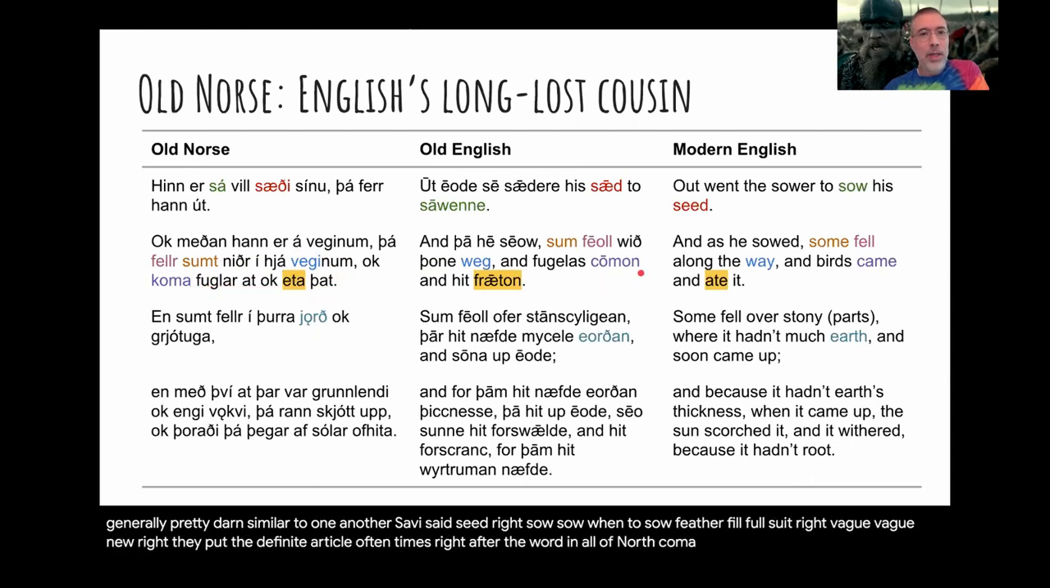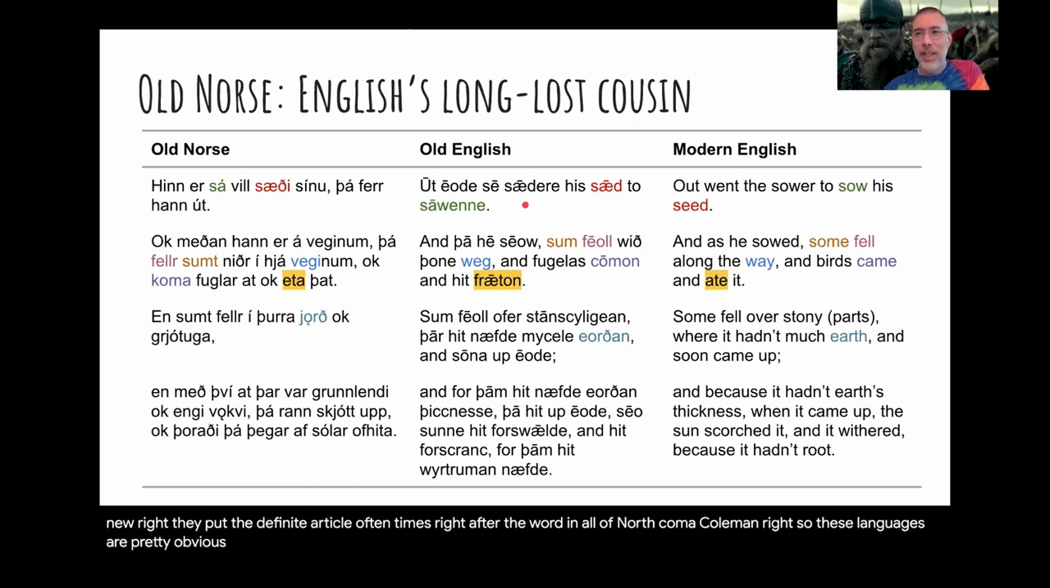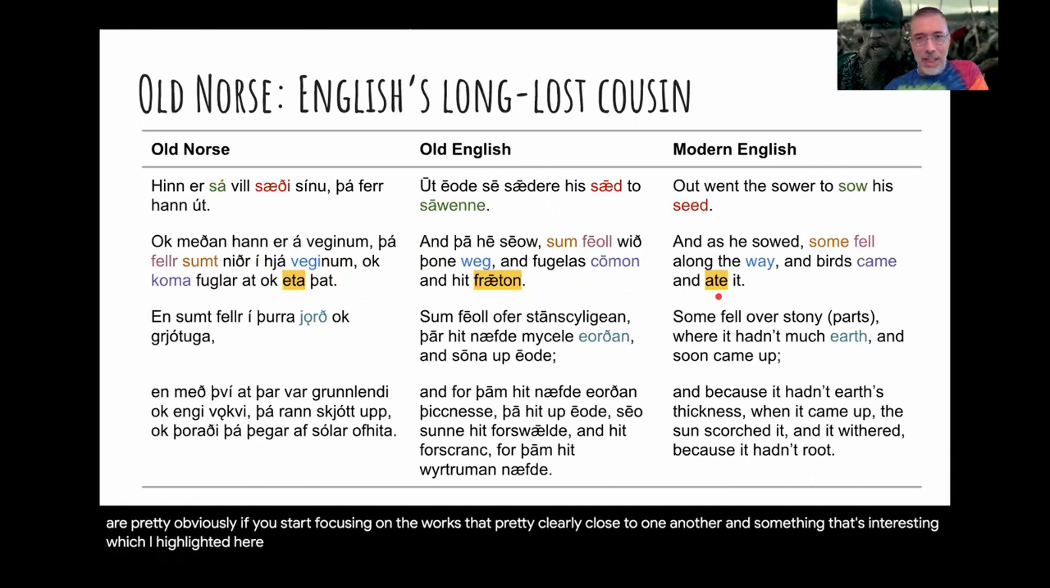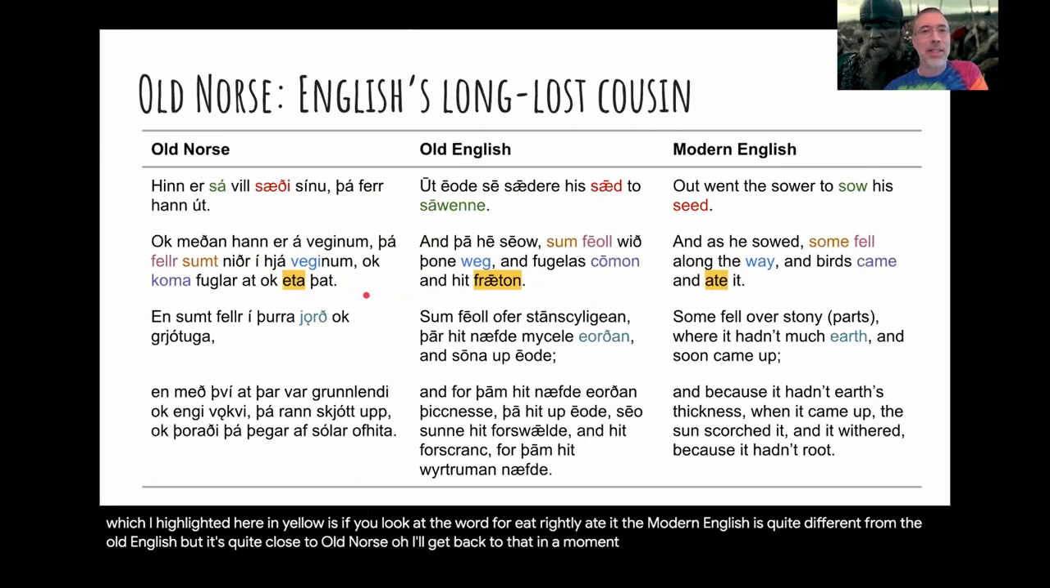Koma, koman, right? So these languages are pretty obviously, if you start focusing on the words, pretty clearly close to one another. And something that's interesting, which I highlighted here in yellow, is if you look at the word for eat, right, they ate it. The modern English is quite different from the Old English, but it's quite close to Old Norse. So I'll get back to that in a moment.